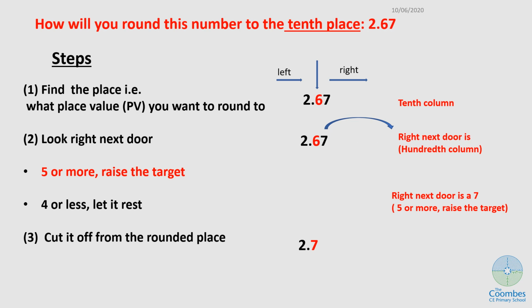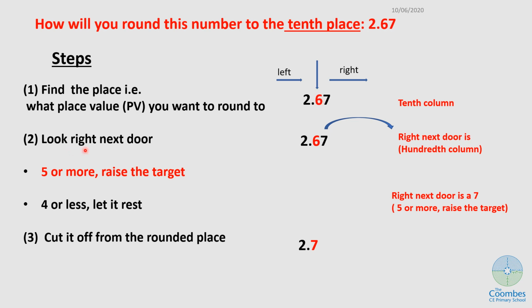Now, how would we go about rounding this number to the 10th place? The number is 2.67. Now, our first step is to find the place. From the question, it's actually the 10th. Now, this is the unit, and after the decimal is the 10th, and this is the 100th. So we are asked to round it to the 10th.